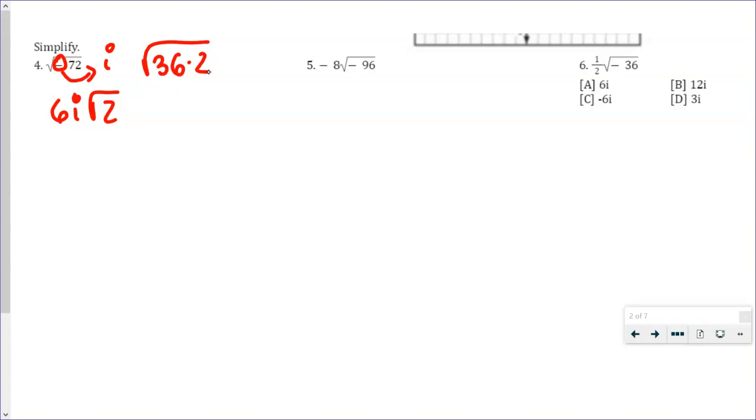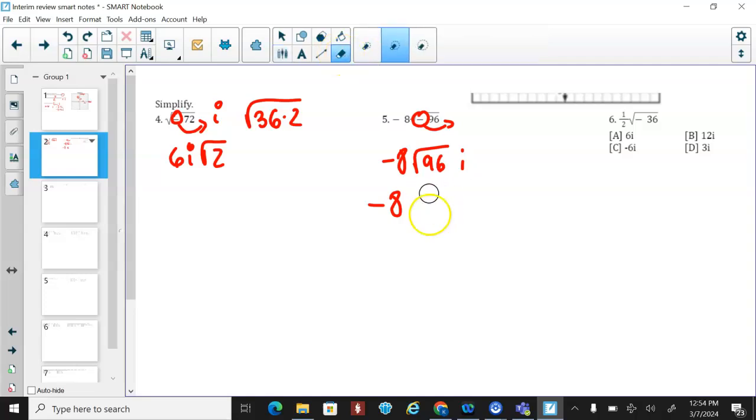6i root 2. Okay, number 5, I have a negative 8 in the front, and again an i on the outside. So I can rewrite that as negative 8 root 96i. And I'm going to simplify 96. 96 simplifies to 4 root 6i.